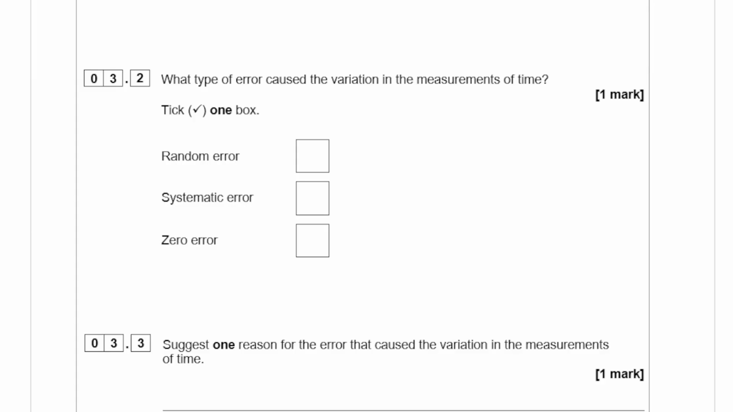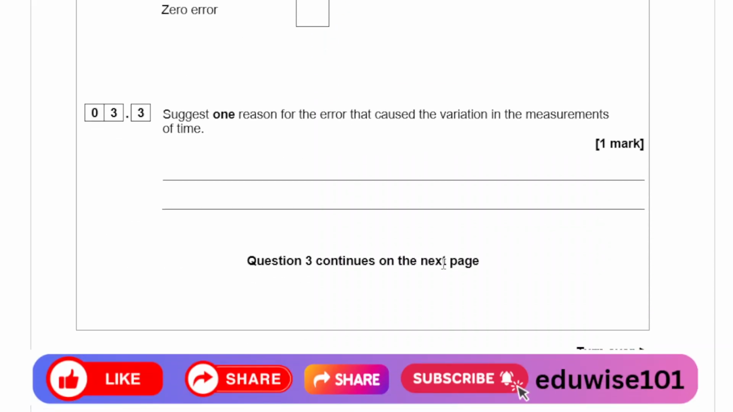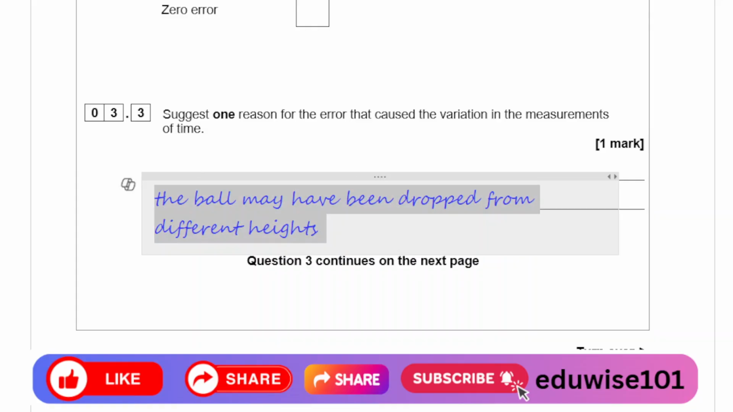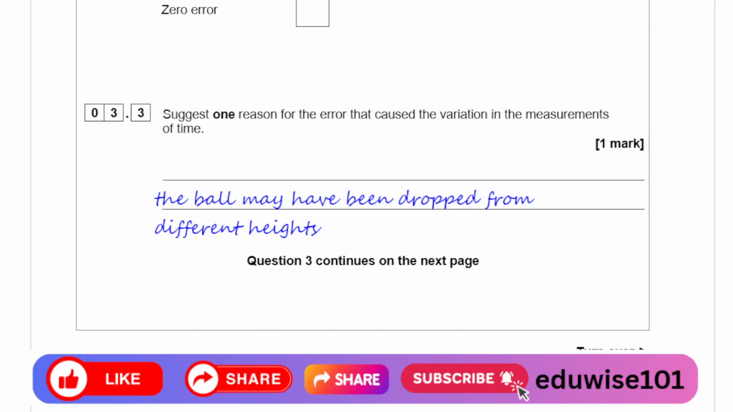What type of error caused the variation in the measurements of time? That would be a random error. Suggest one reason for the error that caused the variation in the measurements of time. That mainly could have been from different heights. So maybe a slight difference in the height. The ball may have been dropped from different heights.